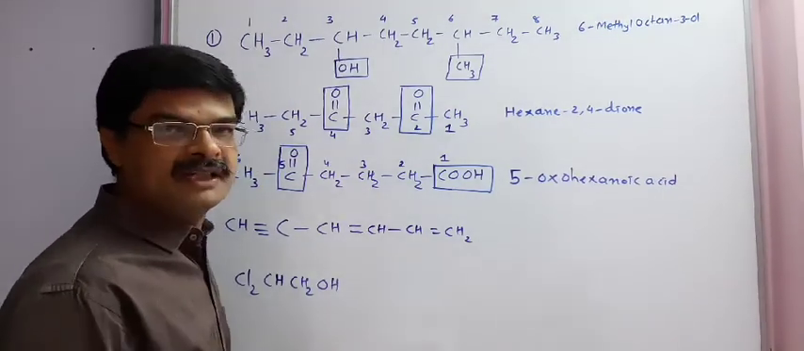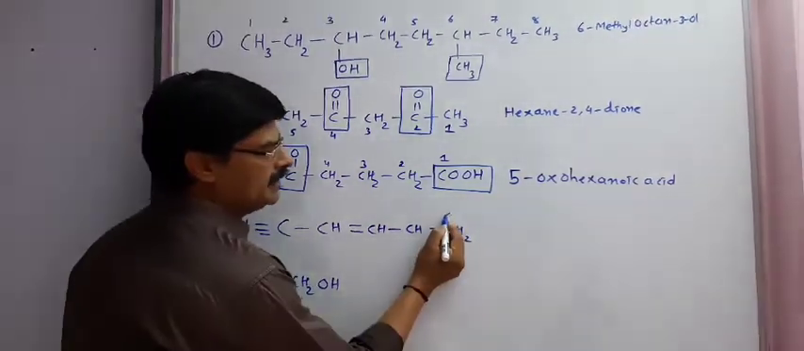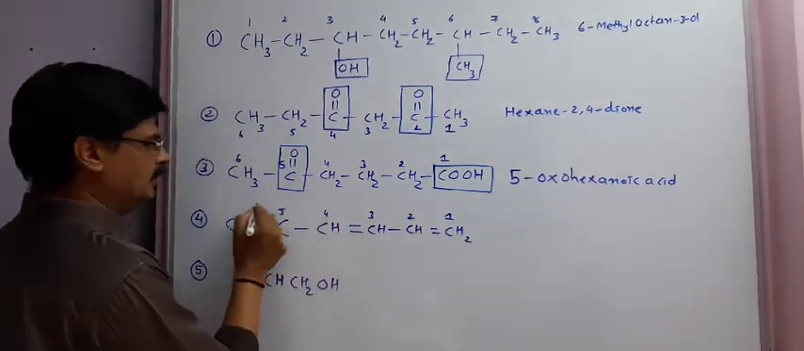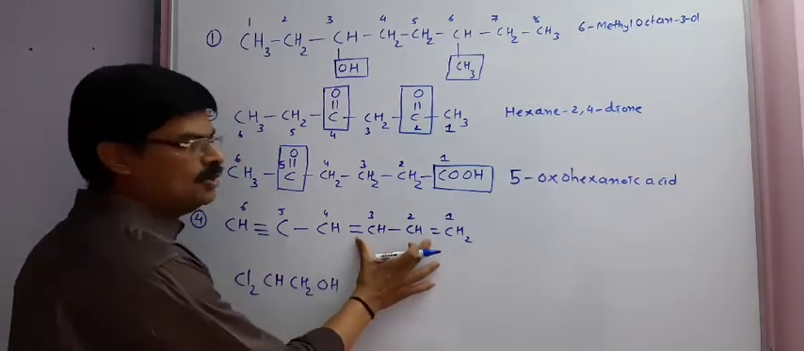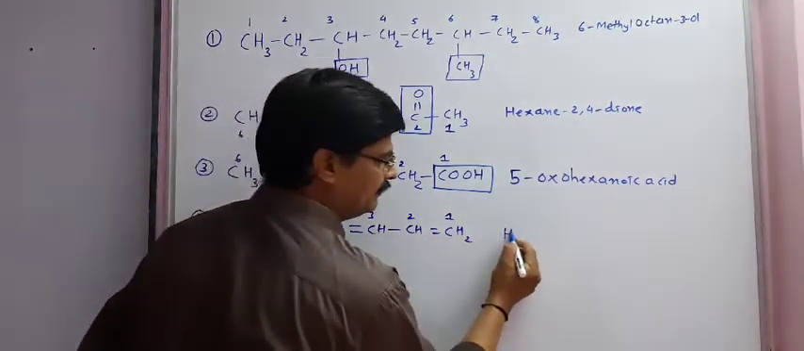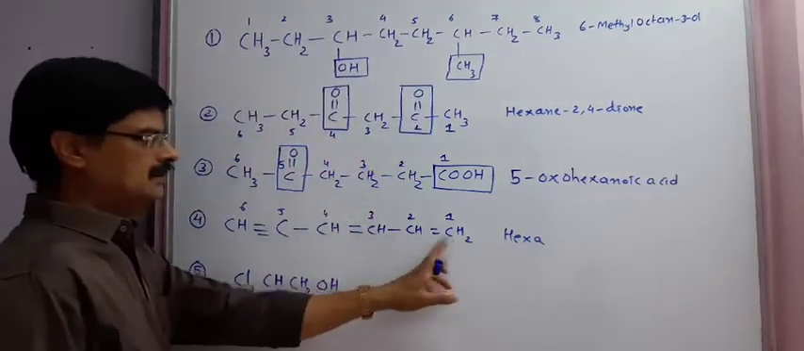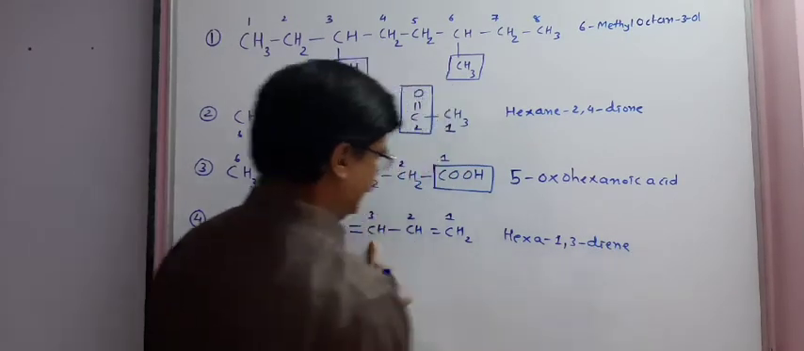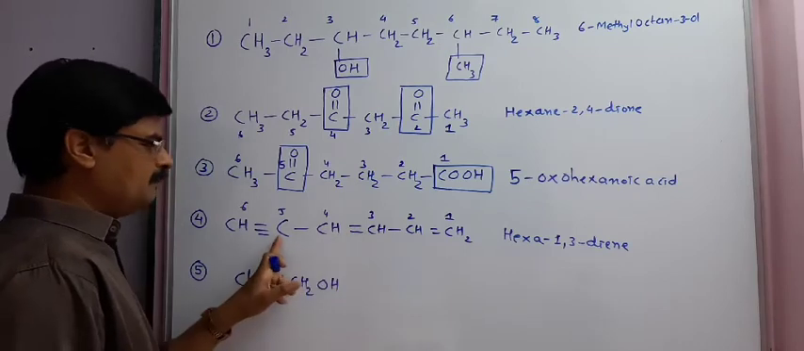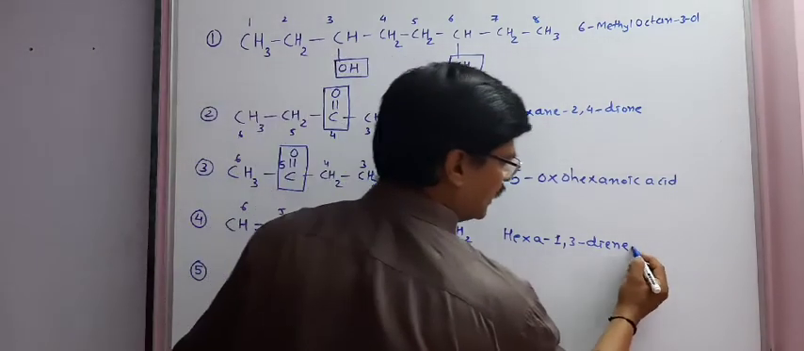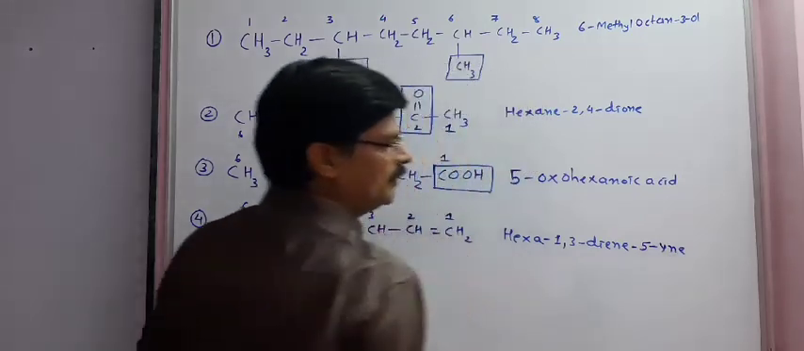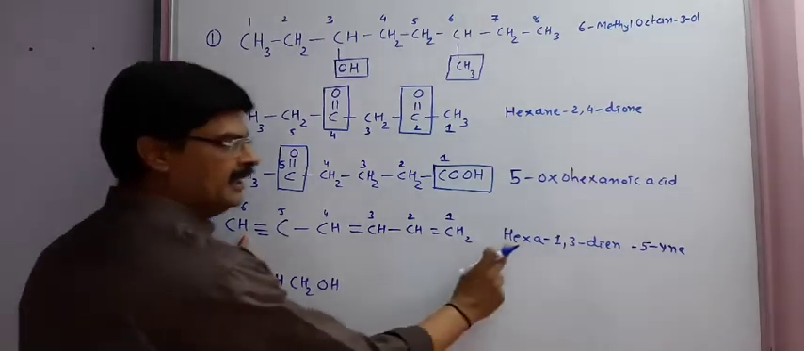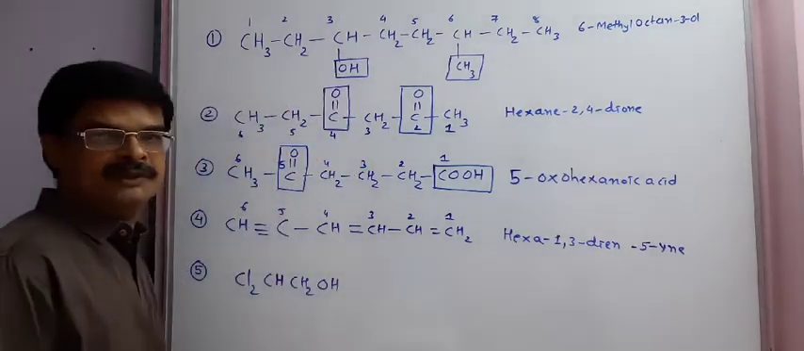So because of reactivity of double bond more than triple bond, numbering should be given from right hand side. So we will get 1, 2, 3, 4, 5 and 6. Because it is 2 times alkene group, that is why hexa 1,3-diene. Hexa 1,3-diene. And on fifth number carbon we have triple bond, that is why 5-ine. Because Y comes, that is why E should be removed. So once more, the name of this compound will be hexa 1,3-diene 5-ine.